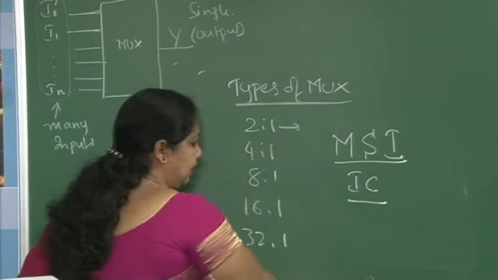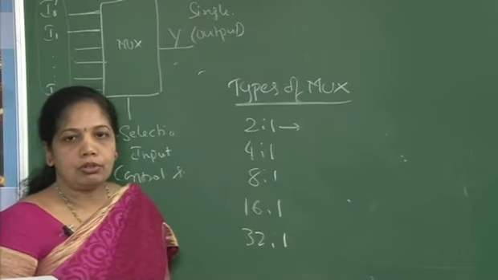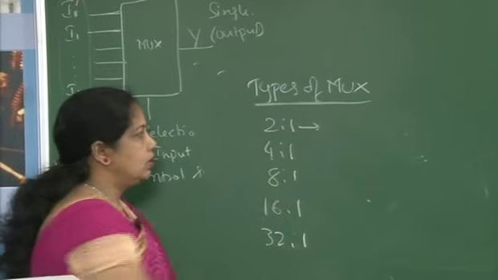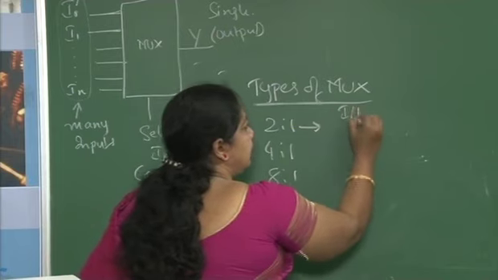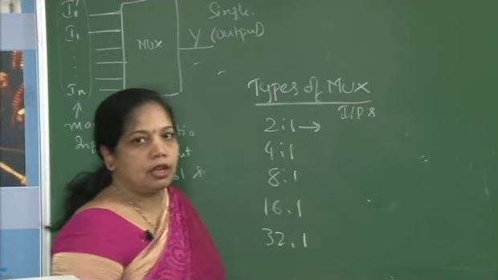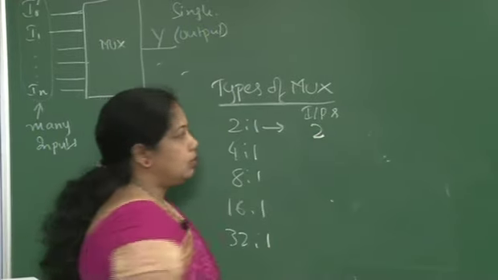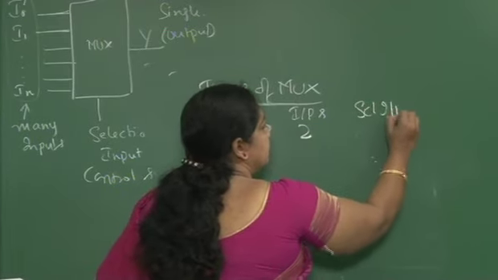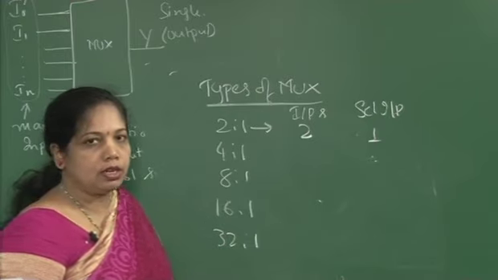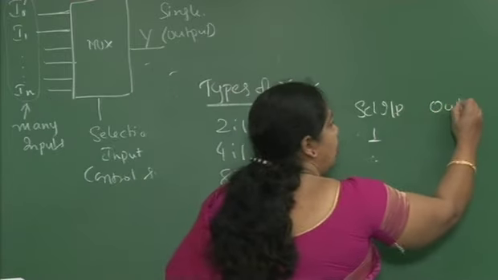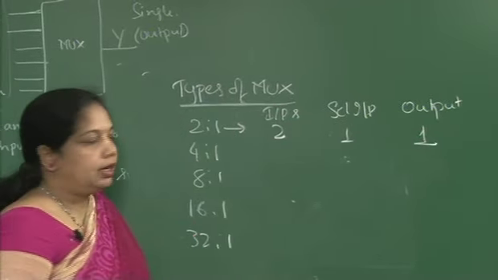So, now let us once again briefly go through the types of mux: how many inputs, how many selection lines and how many outputs. First, 2:1 mux. How many inputs are there? 2 inputs. How many selection inputs? 1. So, 2:1 mux has 2 inputs and 1 selection input. On the output side, a mux always has only 1 output.